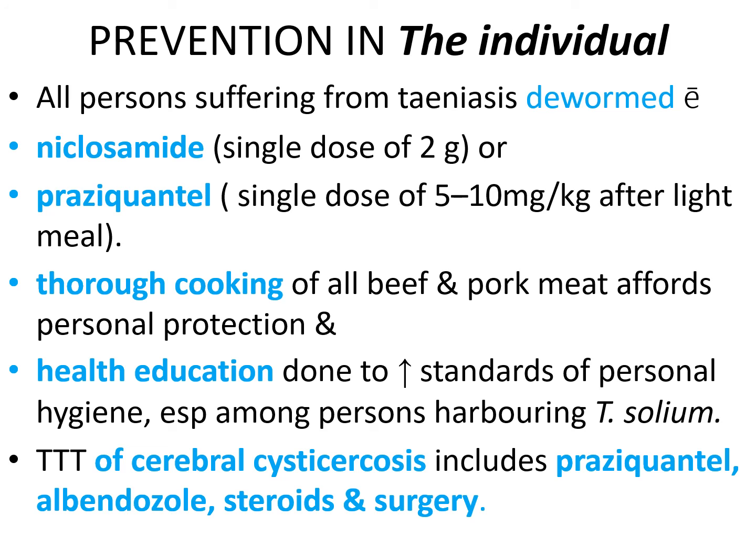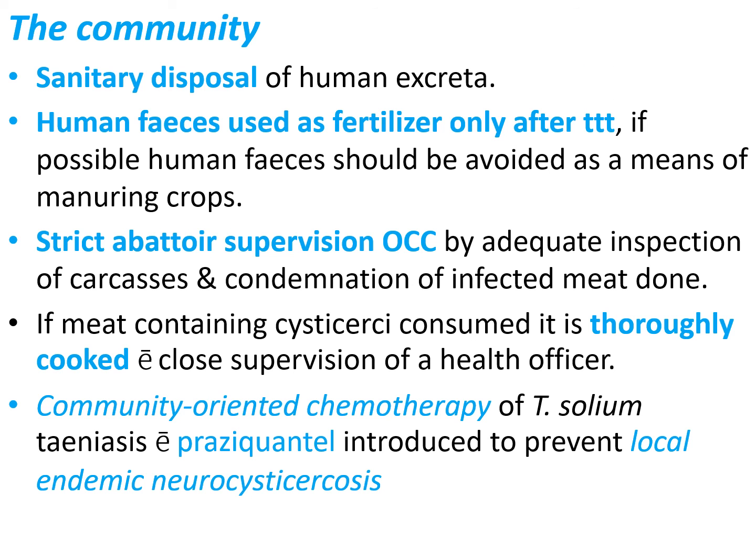Treatment of cerebral cysticercosis includes praziquantel, albendazole, steroids, and surgery. Community prevention: sanitary disposal of human excreta. Human feces used as fertilizer only after treatment. Strict abattoir supervision. It is an occupational disease.